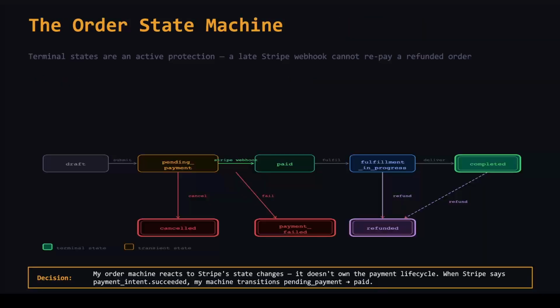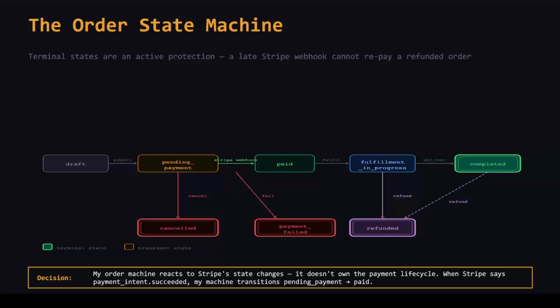The order state machine. Here's the state machine that runs my checkout flow. The order starts at draft. When the user submits, it moves to pending payment. If payment succeeds via a Stripe webhook, it moves to paid. From paid, it can move to fulfillment in progress, then to completed. That's the happy path. The side transitions are where the machine does its real work.